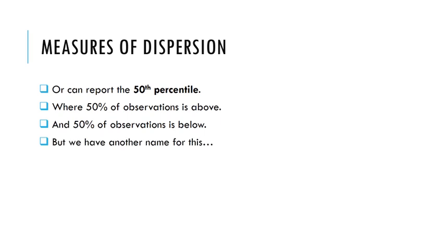But we also have another name for this. So think with me here. If we've got the observation where 50% is above and 50% is below, what would we call that? Well, you'd be right in the middle, right? Because you're at the median, right? So another name for the 50th percentile is the median.